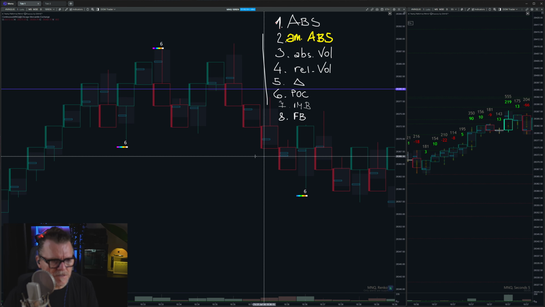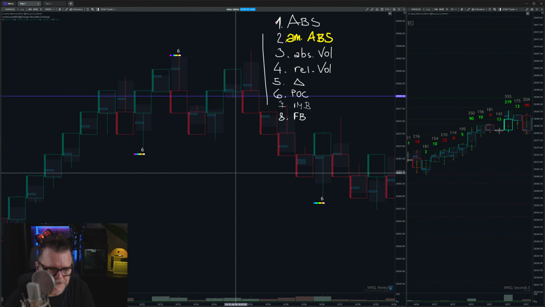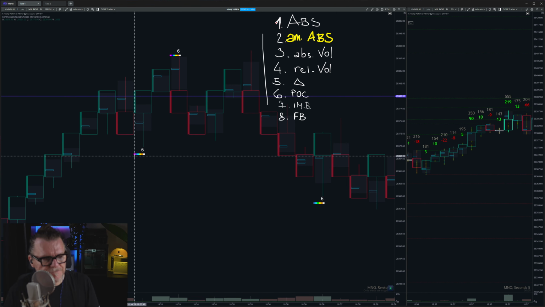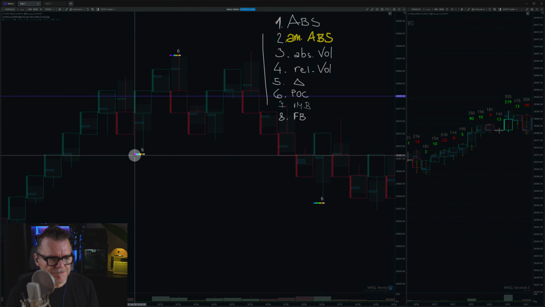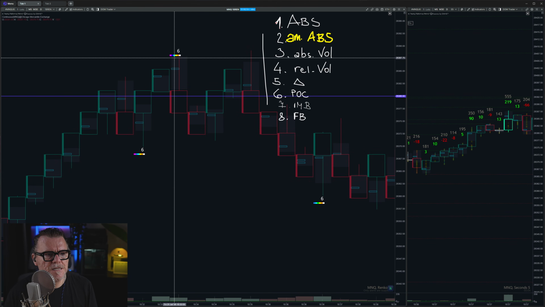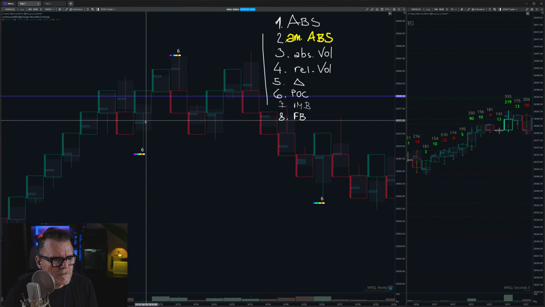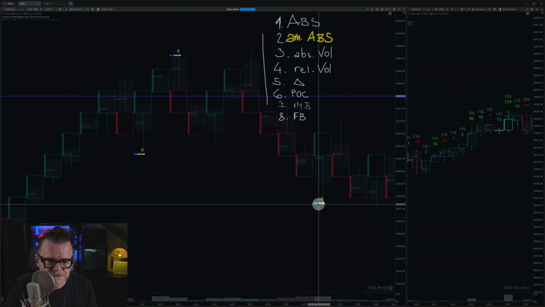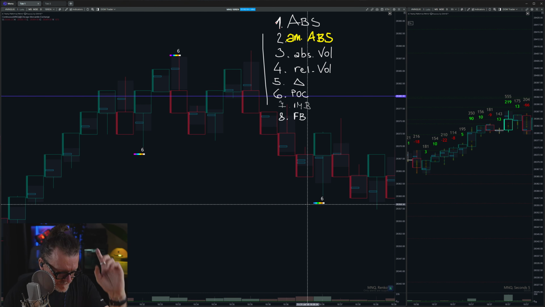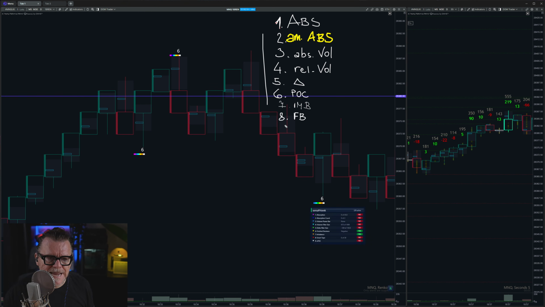You see that? Each color represents one condition, one of 9 conditions. I forgot the 9th one. For example, the first one, the magenta, represents the absorptions. The dark blue one is the second one, which is here. It represents the number of the absorptions. Then the cyan color is the absolute volume. Then there is the green one, which is the relative volume. Then there is the yellow one, which is delta. Then there is the orange one, which is imbalances.